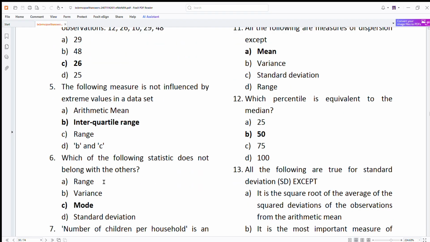Which of the following does not belong with the others? Mode. Mode is the most frequently occurring value and it is a measure of central tendency. Range, variance, standard deviation, all these are measures of dispersion.